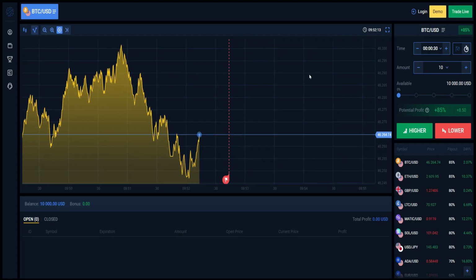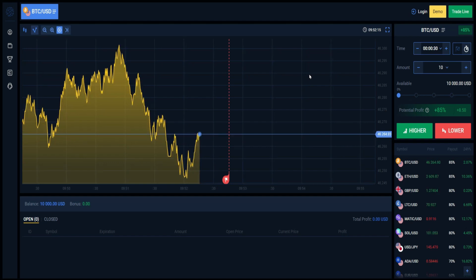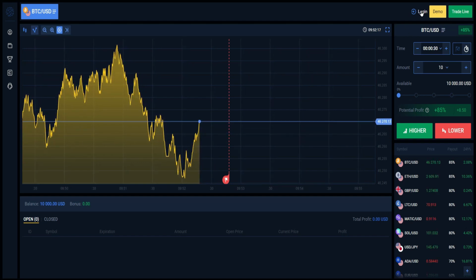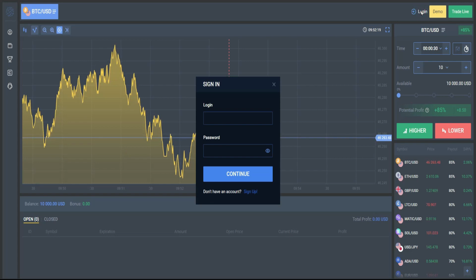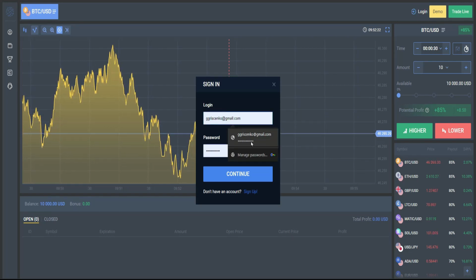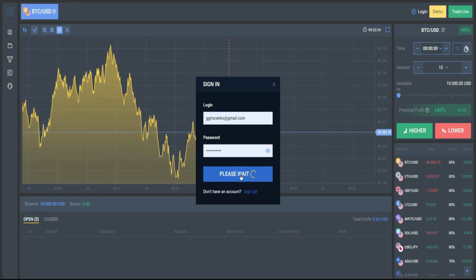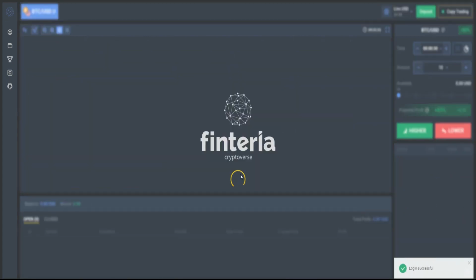The platform has two different charts. The first one is a simple line chart, and for trading, it needs to be paired with an external platform like MetaTrader or TradingView. Log in with your data and select the type of account.